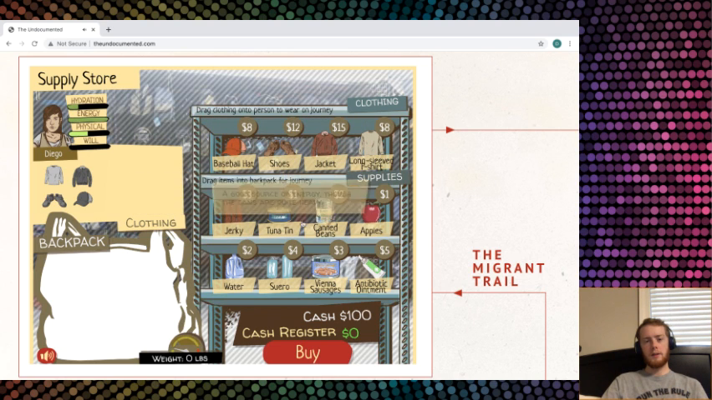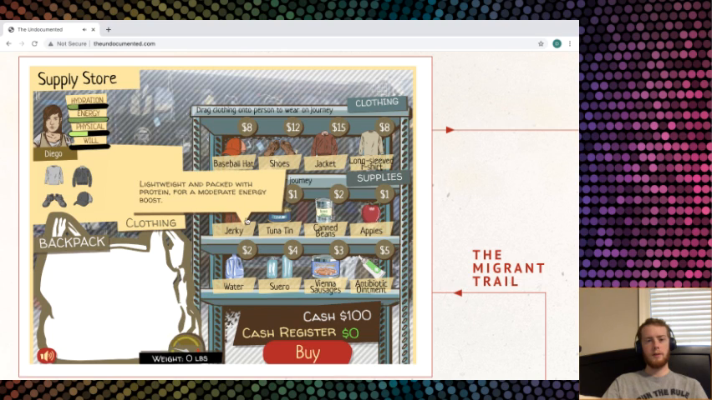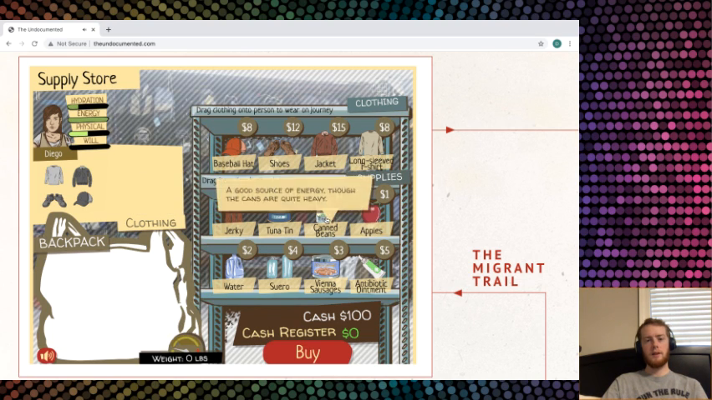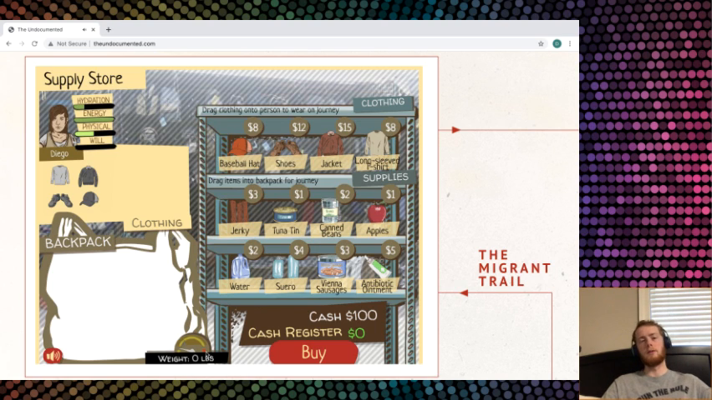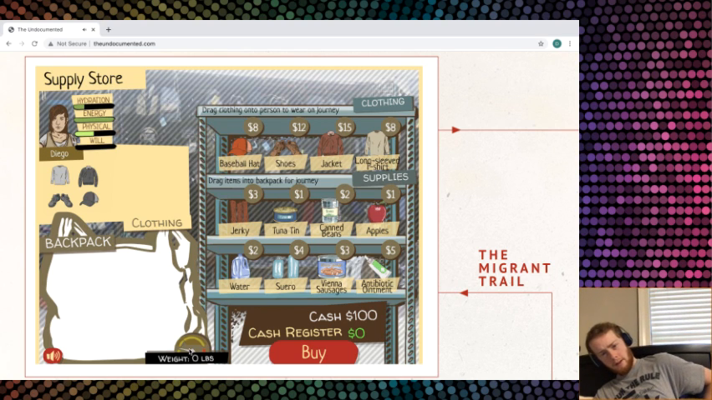And there's a bunch of different types of food. Jerky's lightweight, packed with protein. Tuna is good for a mid-sized shot of energy. Canned beans, good source of energy. Oh, the cans are quite heavy. Down here you have this little weight gauge. I think the more weight that you are carrying, the slower you will go, and the more energy you will burn faster.